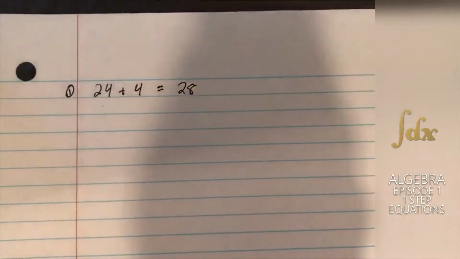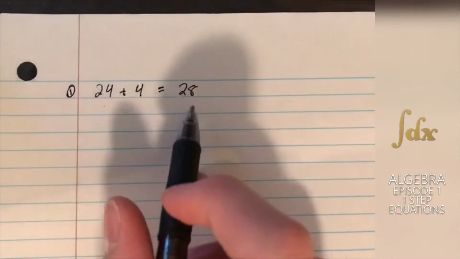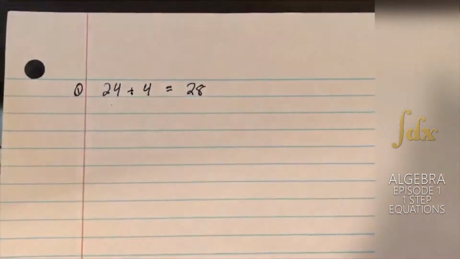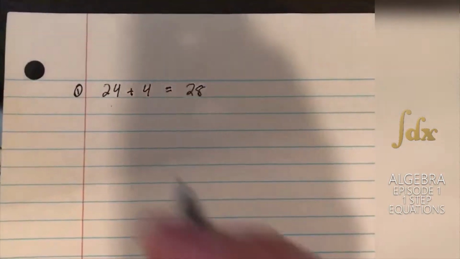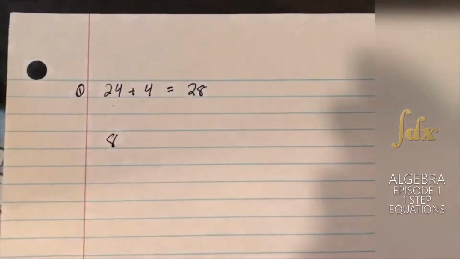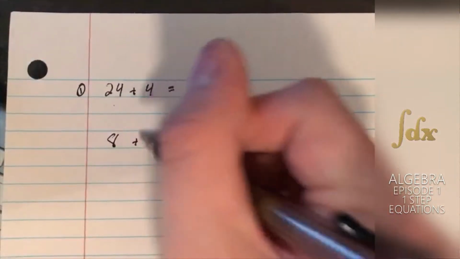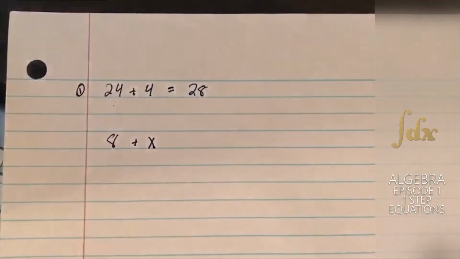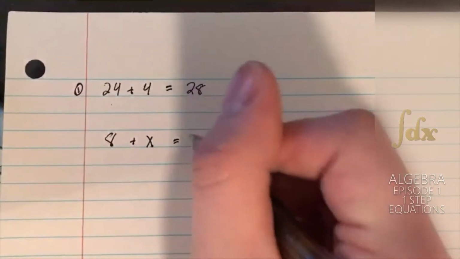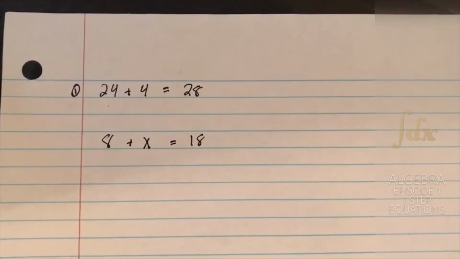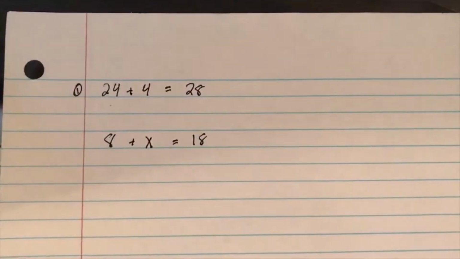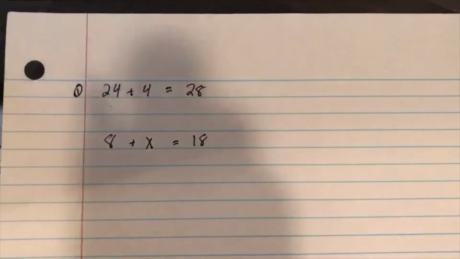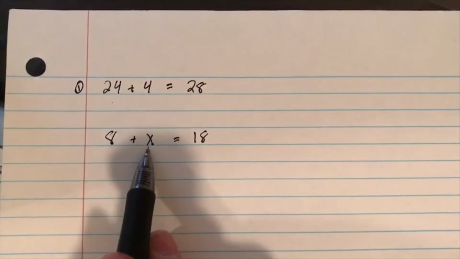But the idea with one-step equations is that we're not given two things that we need to add or multiply or divide. We're given one number and say a variable, just any number that we'll call x. And we're just told that that equals 18. So what this is saying is 8 plus a number is 18, and we don't need to know what number makes this true.